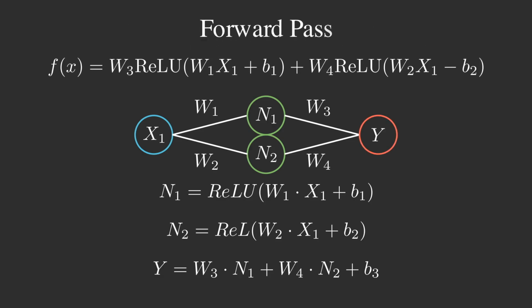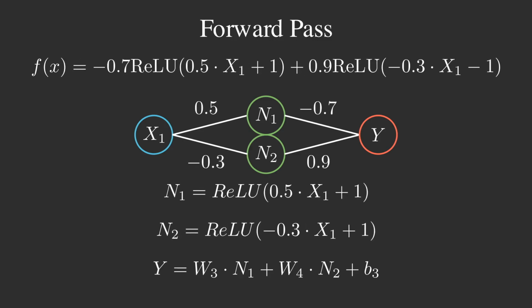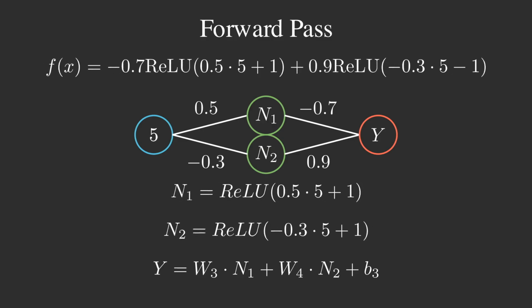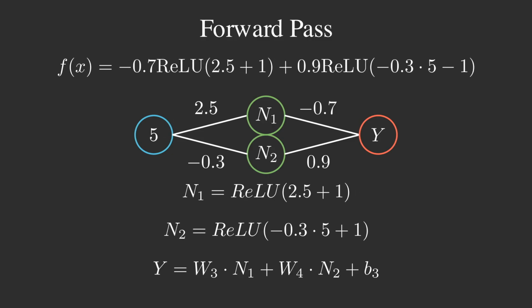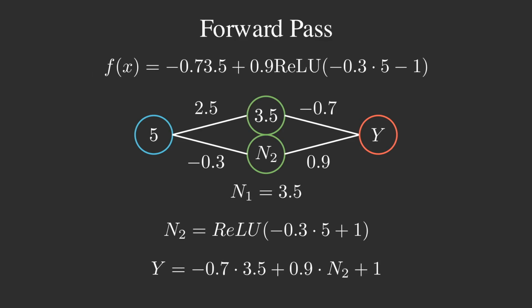Let's see such a forward pass in action. Before we start, we need to assign values to every weight and bias. This is the initialization of the network. After initializing the network, we are ready to take the first input. Let's say x1 is 5. Multiplied by w1, or 0.5, is equal to 2.5. We then add the bias, which yields 3.5. As this is a positive number, it is unaffected by the ReLU. Thus, n1 is equal to 3.5.